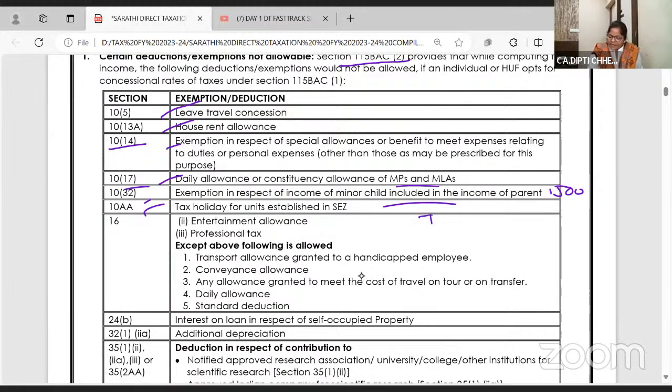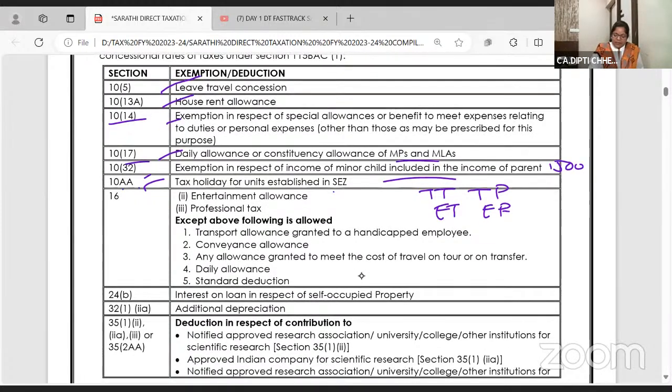Tax holiday, total turnover, total profit, export turnover, export profit will not get SEZ section 10AA benefit if you're filing your return in default tax regime. Yeah, right. Standard deduction you will be allowed, but entertainment allowance which is already given only to government वो नहीं मिलेगा.